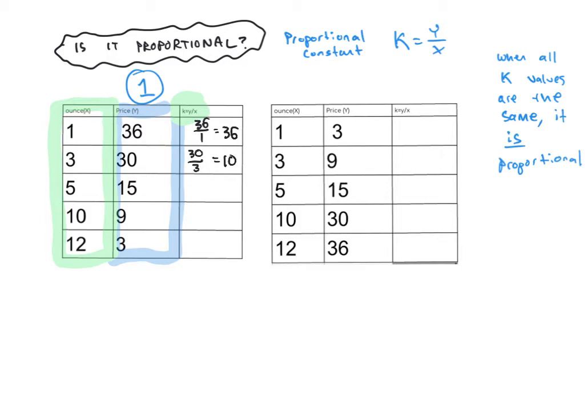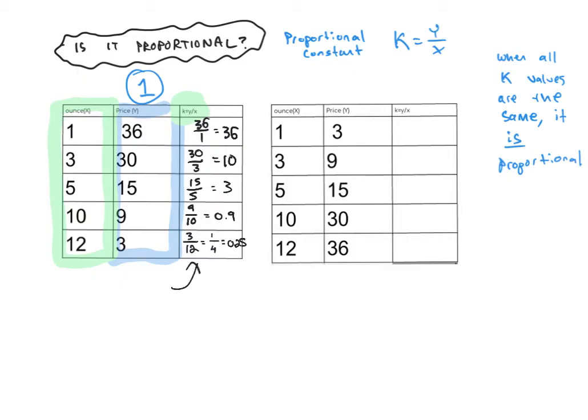In our next one, we have 15 divided by 5, which means that our k is going to equal 3. In the next one, we have 9 divided by 10, which means that our k is going to equal 0.9. And then our next one, we have 3 divided by 12, which I'm going to keep in fraction form and just simplify down to 1/4. I suppose you could also put it in decimal too, 0.25.